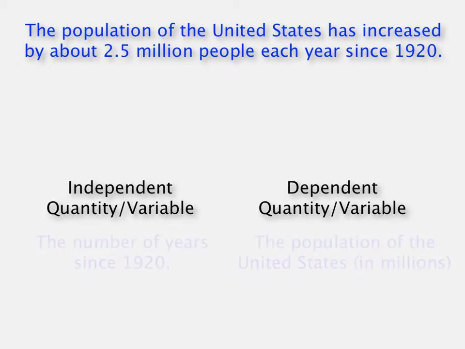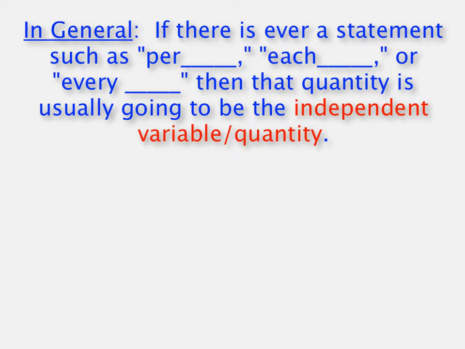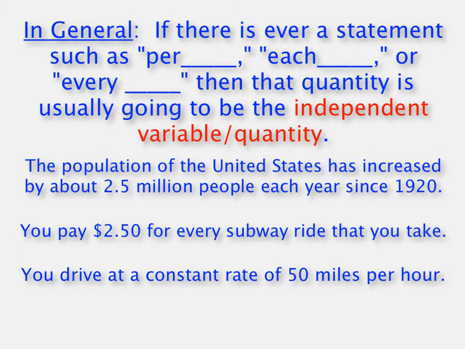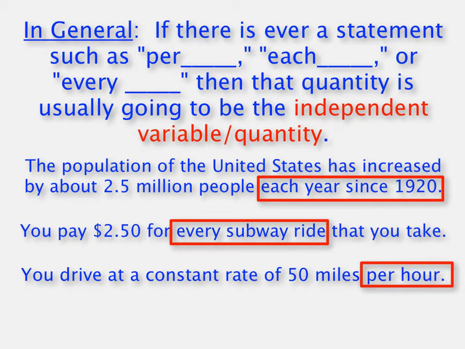And in general, if there's ever a statement such as per blank or each blank or every blank, as there were in each of the previous three examples, then that quantity is almost always going to be the independent quantity.